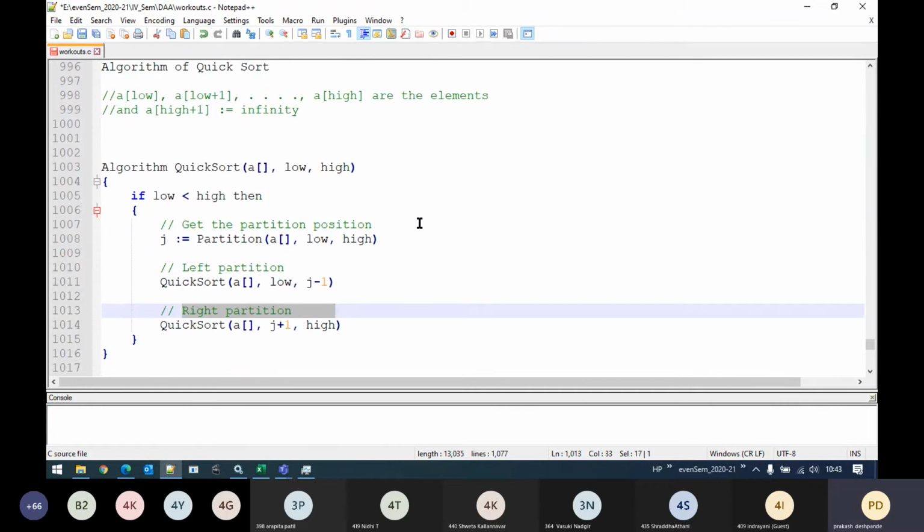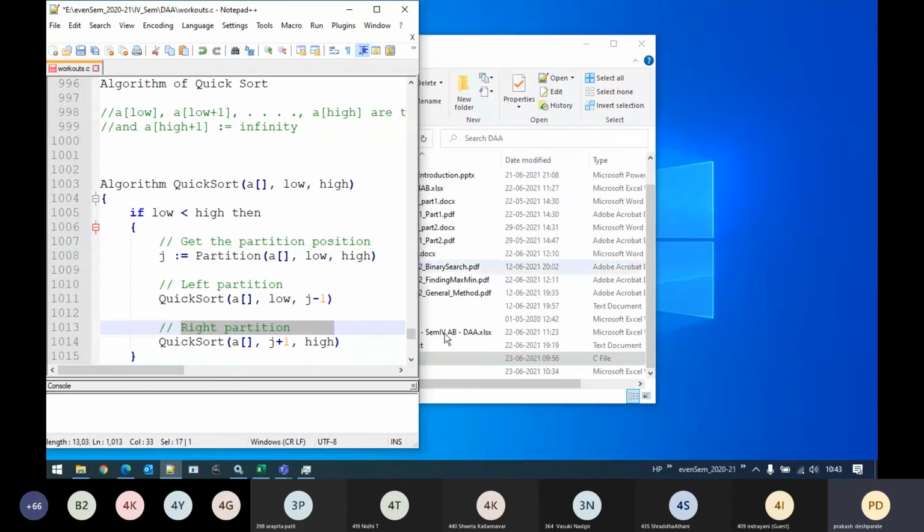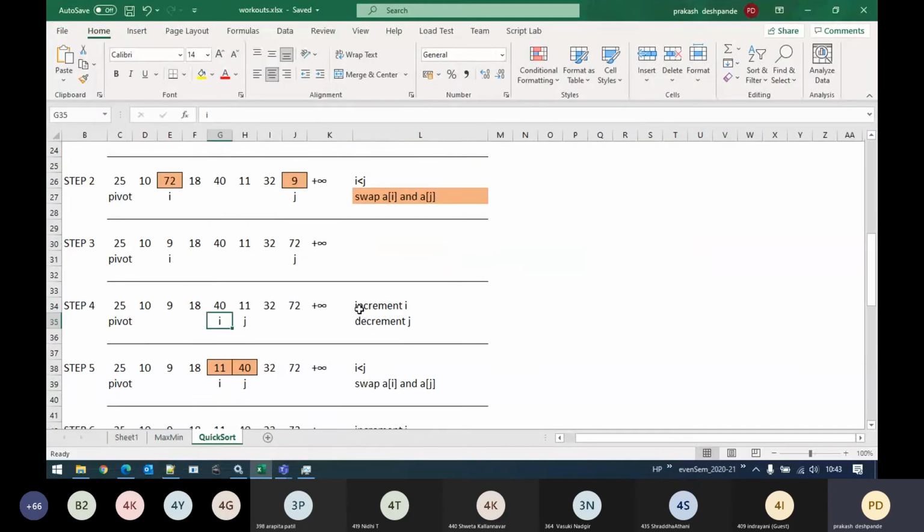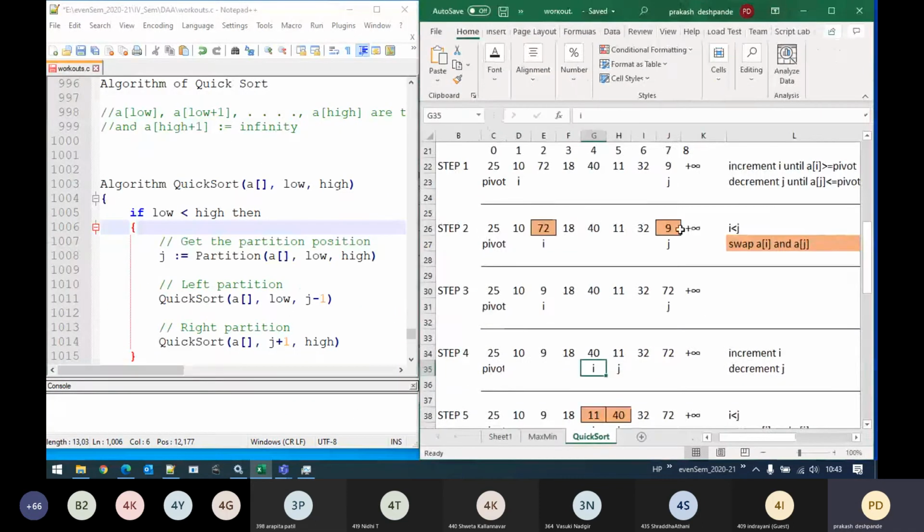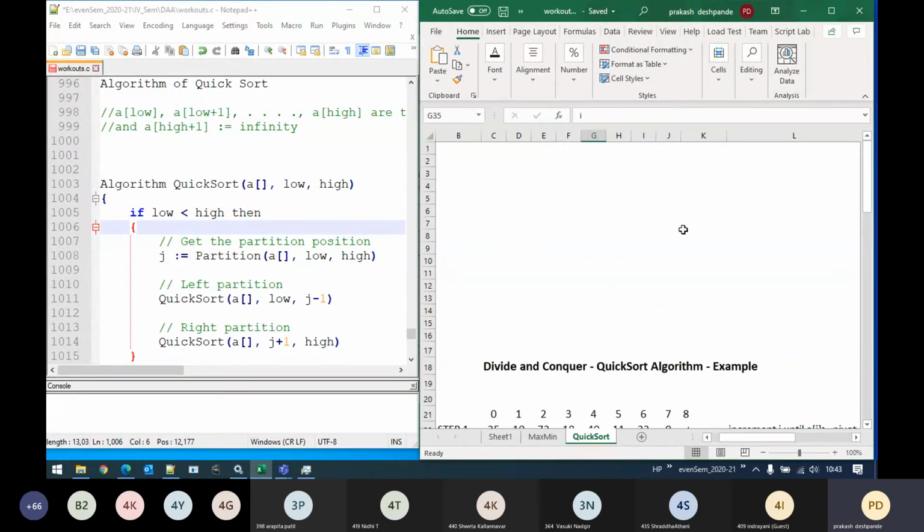Right? Now, let us try to trace this particular algorithm with the example. Pay attention, students. At any time, if you find that you are not able to follow the tracing, interrupt me, and there itself, I will try to solve your doubts. Okay. Now, on the left side, I'm keeping the algorithm here. And on the right side, let me have the exercise here.